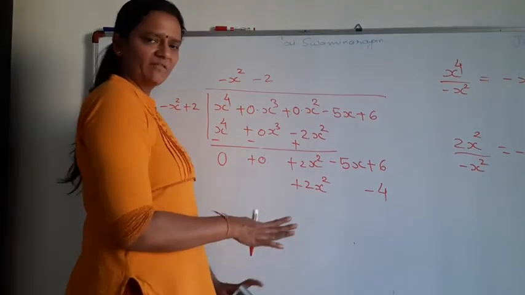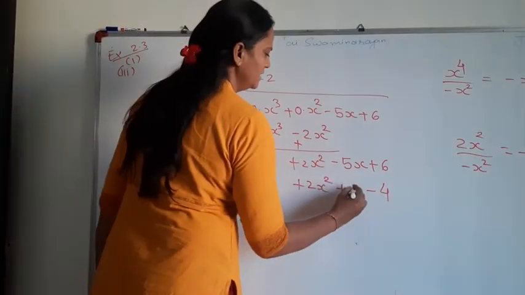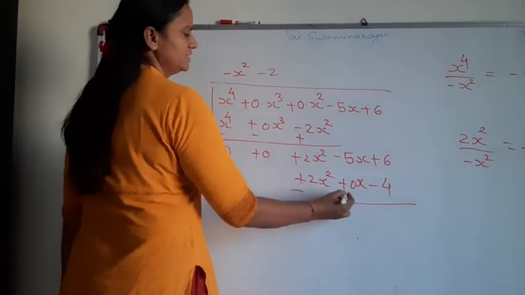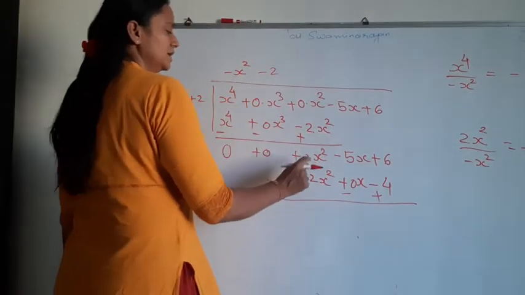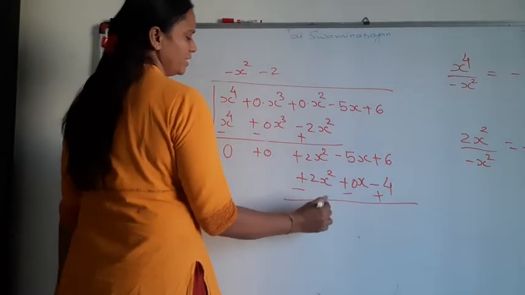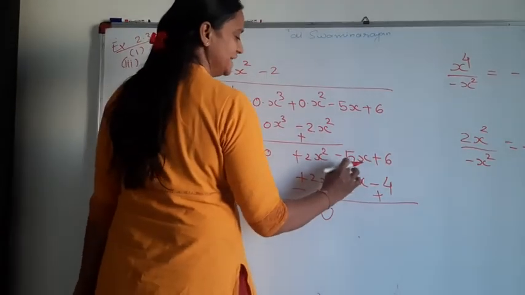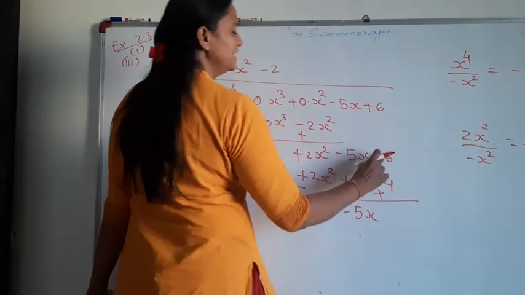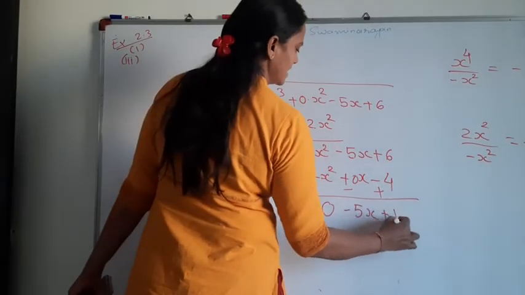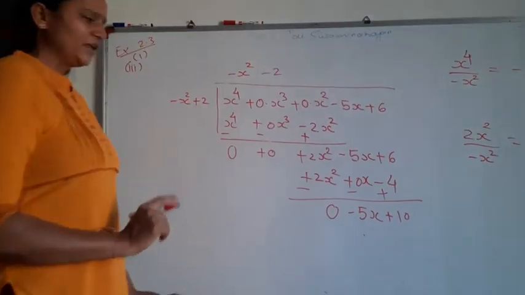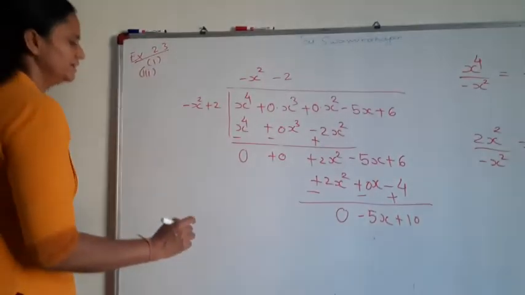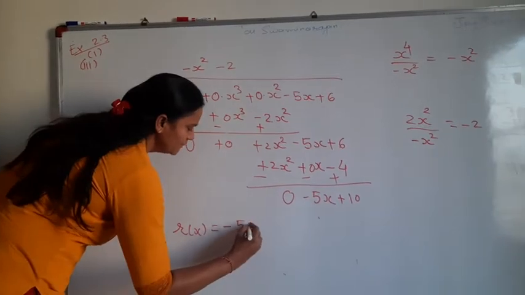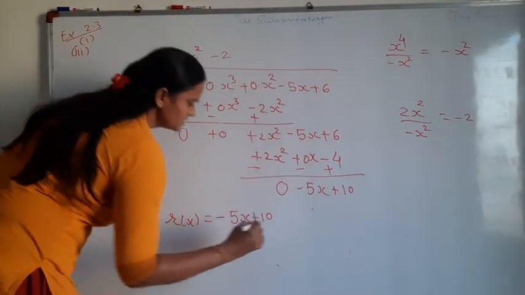Here we will not have any term with x, so I am writing here 0x. Now let us change their signs. So minus, minus and plus. 2x square minus 2x square is 0. Here minus 5x and minus 0x, so minus 5x, and 6 plus 4 is 10. So r of x, that is the remainder, here our remainder r of x is going to be minus 5x plus 10.